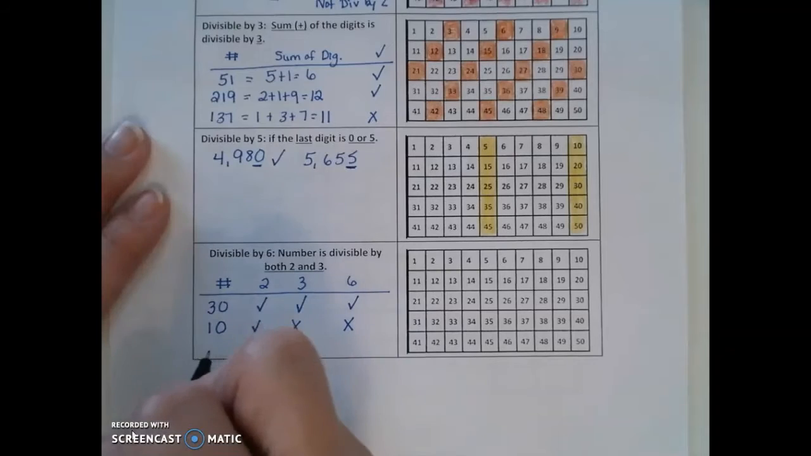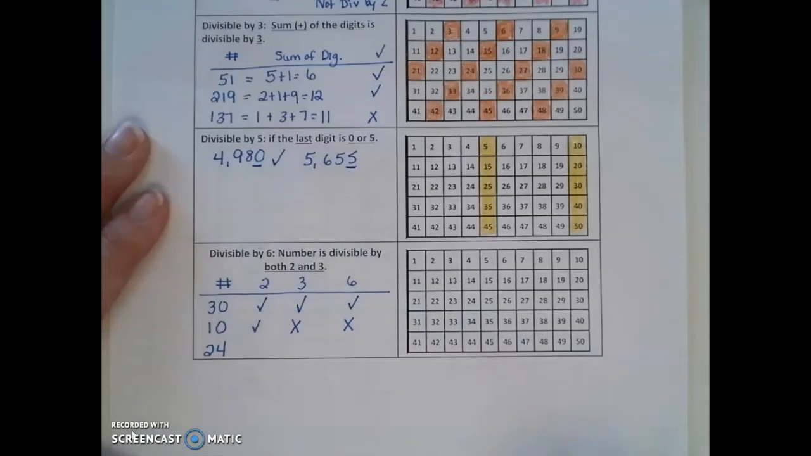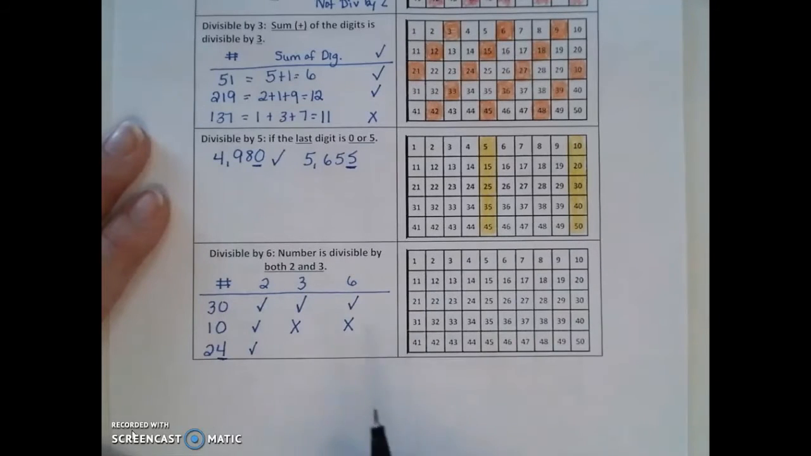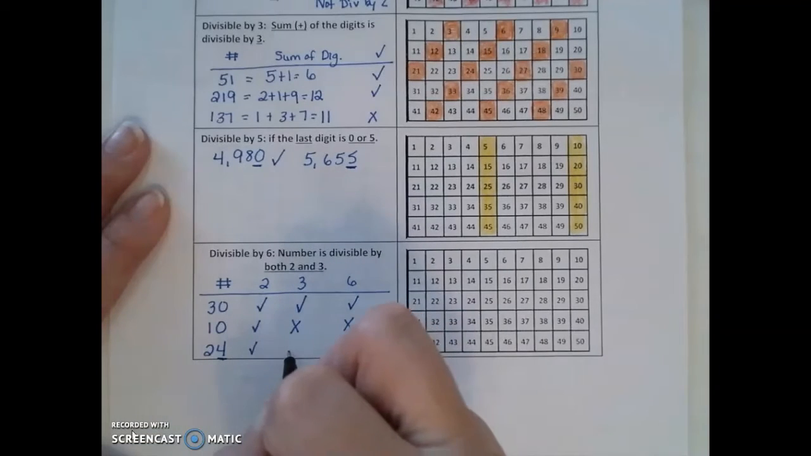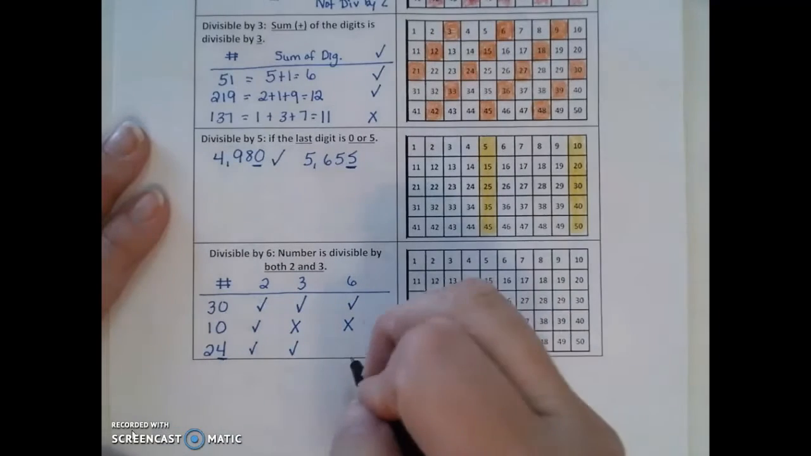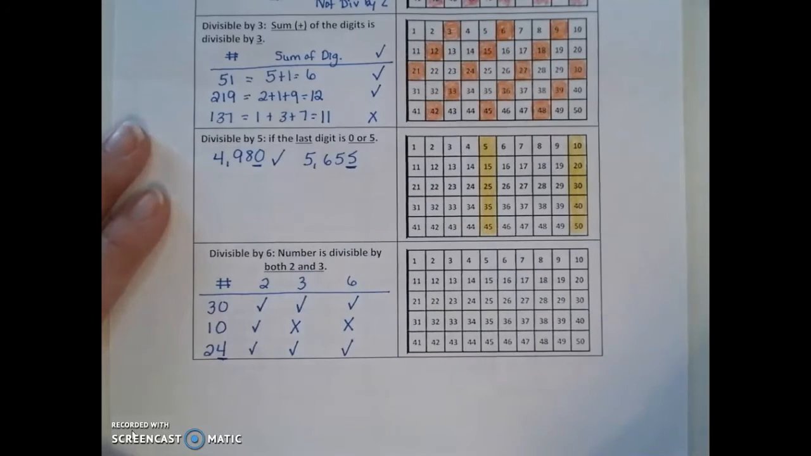Our last example for this one is the number 24. 24 ends with a 4, and looking back at my 2 rule, if the last digit is a 0, 2, 4, that means it is divisible by 2. Let's check 3. The sum of the digits has to be divisible by 3. 2 plus 4 is 6, and 6 is divisible by 3. So since I know that 24 is divisible by 2, and it's divisible by 3, I also know that it is divisible by 6.